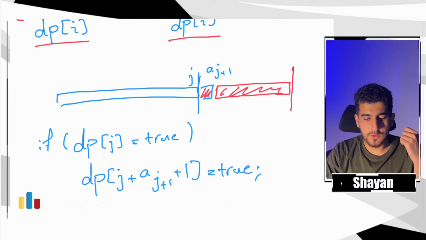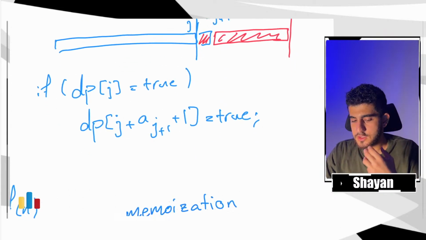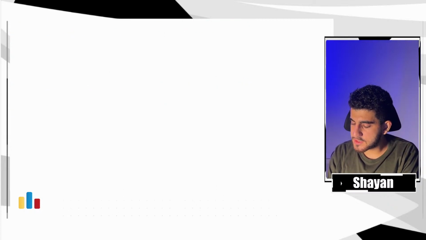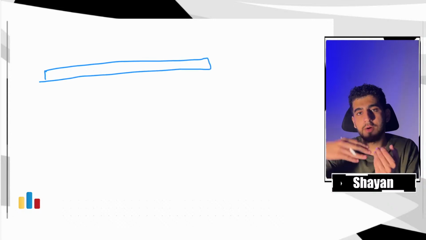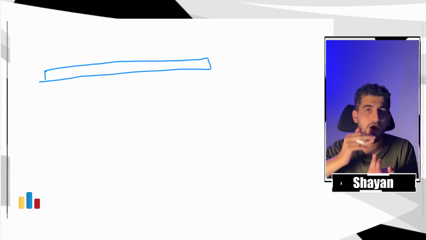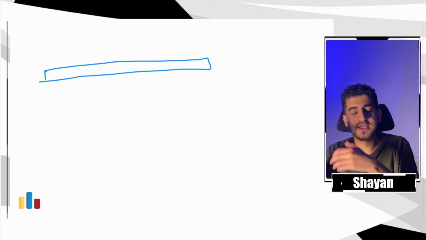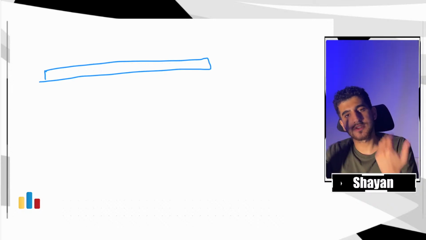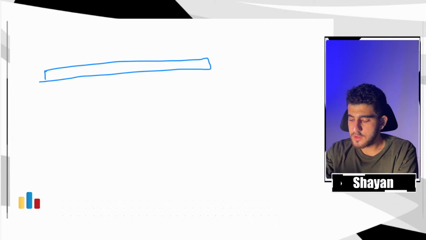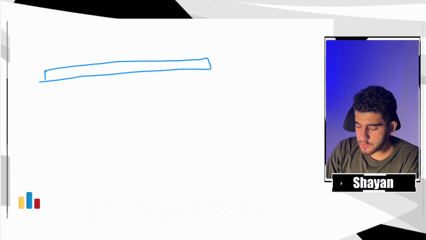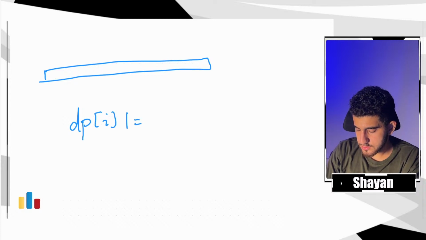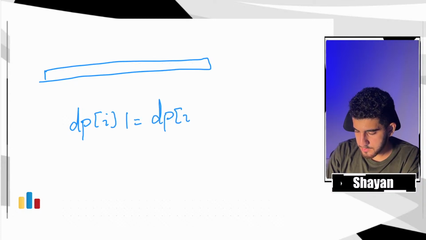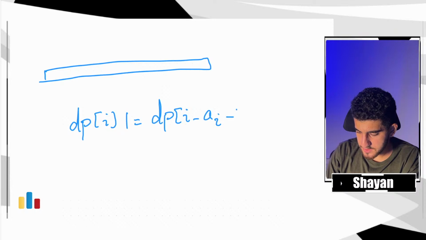The point is about the way that I'm updating the values. So I'm doing a bottom up approach, but the point is that you have two ways to update when you do bottom up. Either when you get to I, you update everything that can be updated from I, or when you get to I, you calculate I using the values that can update I. So I'll do both. When I get to I, first I say that dp of I or equal to dp of I minus a sub I minus 1.